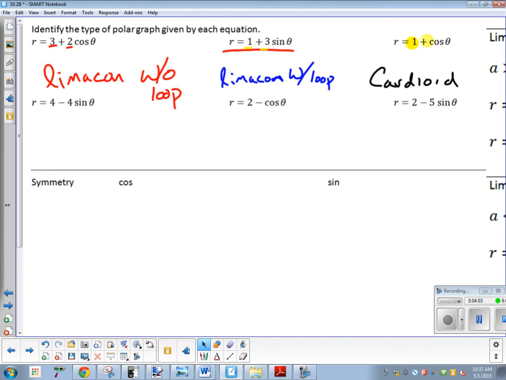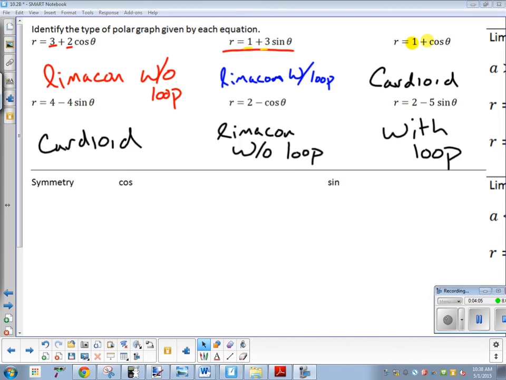Do those next 3 on your own right now, please. Check your work real quick. It should be pretty straightforward. Cardioid, limacon without a loop because 2 is bigger than 1, and with a loop because 2 is less than 5.